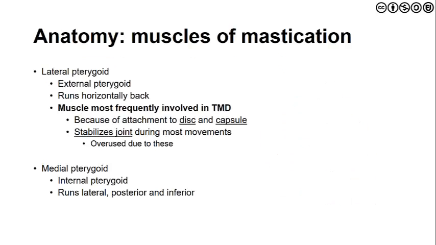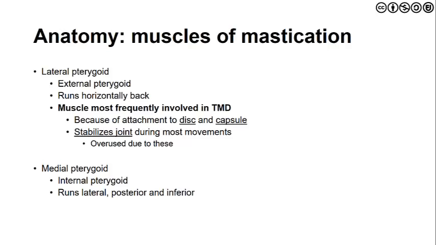Next, we see the pterygoids. Now, the pterygoids are pretty important in terms of the TMJ. We'll see that momentarily a little bit more, but as a general overview, with our lateral pterygoid, this is the external pterygoid, right? It runs horizontally back, and it is the most frequently involved muscle when we see TMD.